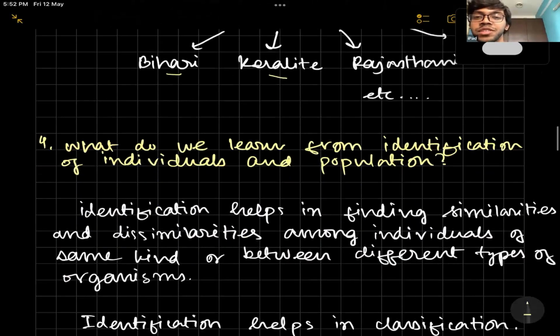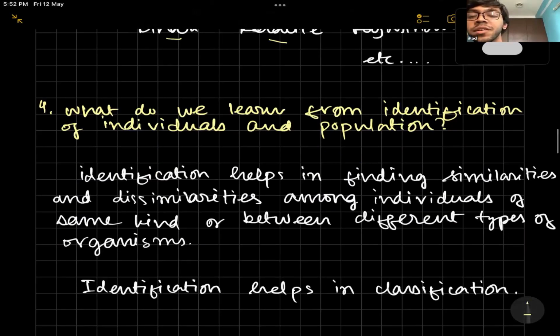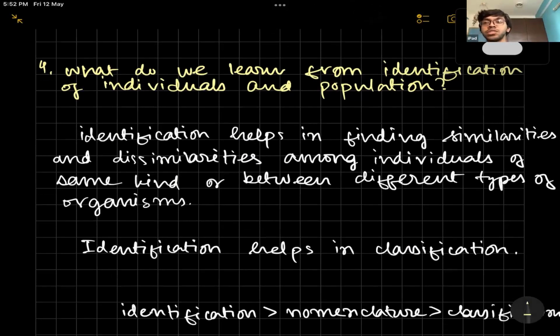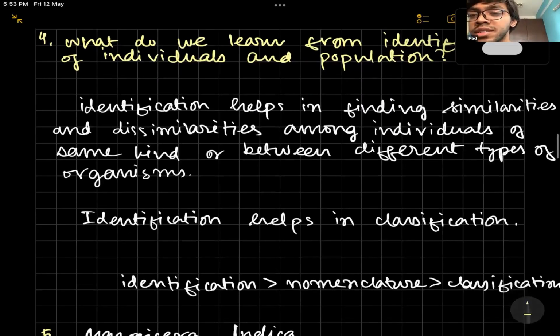Now coming to the next question: what do we learn from identification of individuals and population? This question is actually a really good one. How does identification help us in taxonomy? Identification helps in finding the similarities and dissimilarities among different individuals of the same kind or between different types of organisms. So in a way, we can say that identification helps in classification.